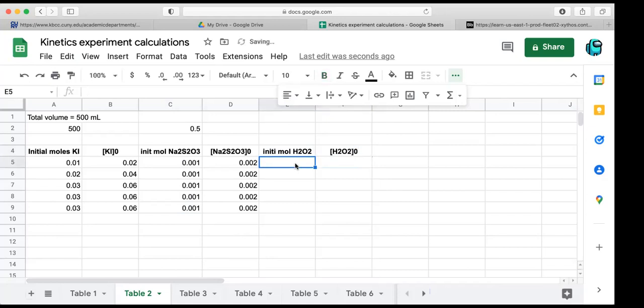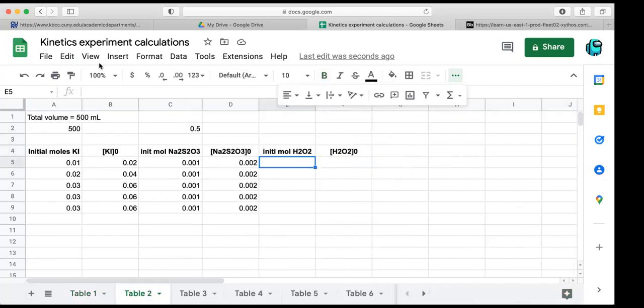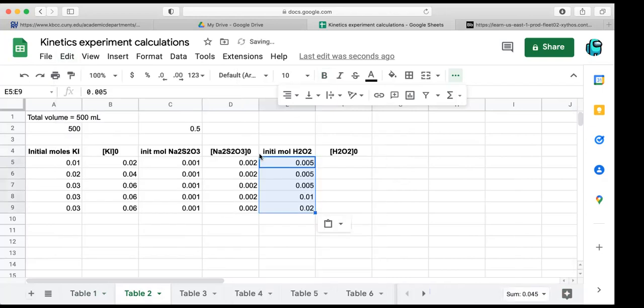Okay. So let's come back over to table one. We have our initial moles. There it is. Copy. So Command C. I'm sorry, using an Apple. So it's Command C. And then again, let's not fall into that trap. Let's do paste special, values only. Okay. And then equal sign, initial moles over $C$2, and autofill. And there we go. Now we've completed table 2. Okay. Those are the values that we're looking for.